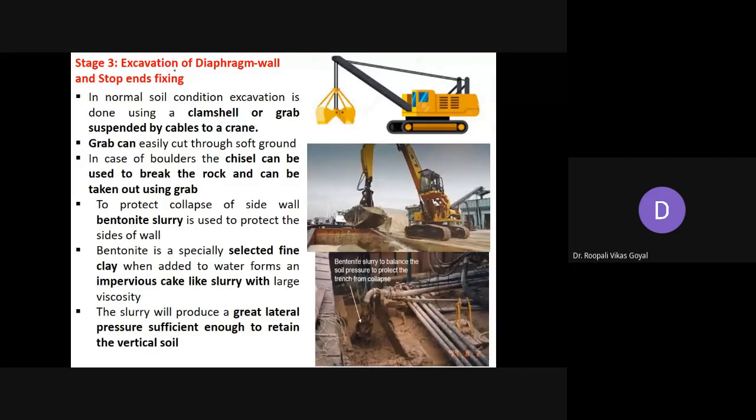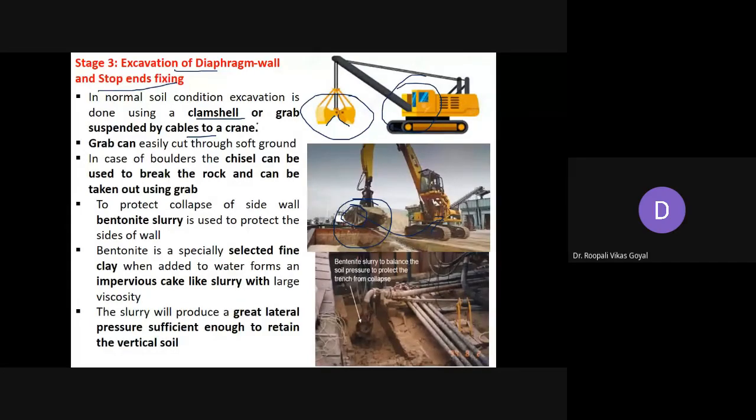So excavation of the diaphragm wall and stop end fixing. So in normal soil condition, excavation is generally done by the clamshell. So this is the clamshell. This is the equipment which is used for excavation, which is called a clamshell. So here it has these two arms, okay, and this is the way it works. So वो excavate करके इसके अंदर आपका earth भर के उसको बाहर निकाल देता है. So this is the clamshell or grab suspended by cables to a crane. So this is the equipment which is used for the excavation.